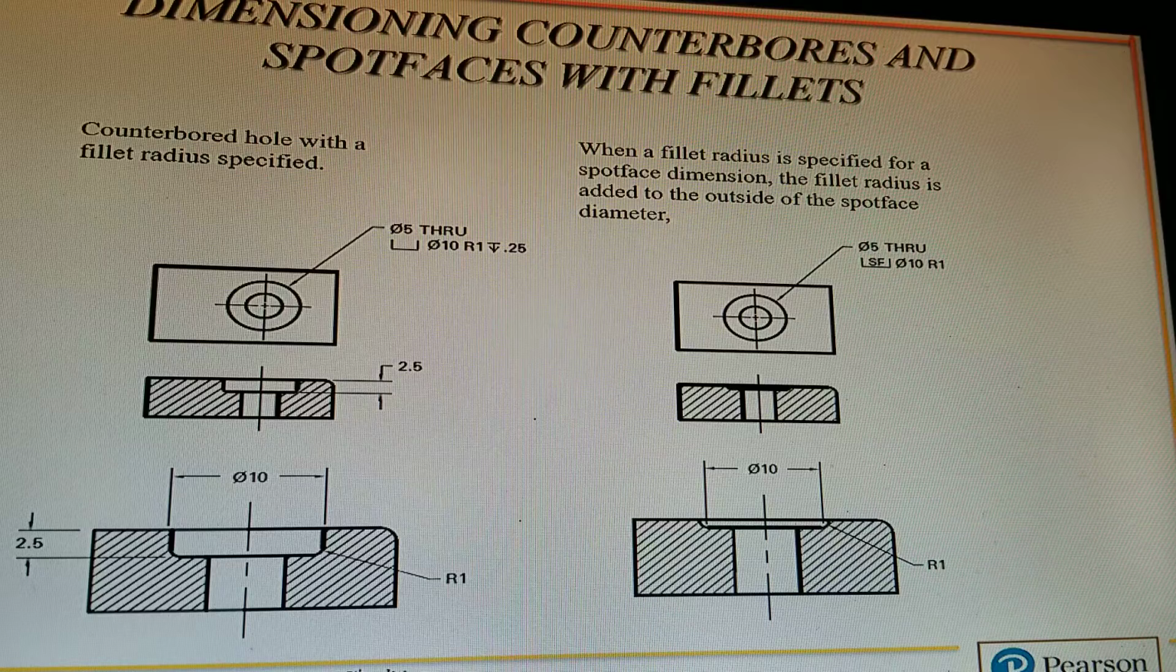If you look at the symbol on the left hand side, that's a counterbore. It says diameter of 5 through, counterbore diameter 10, radius of 1, and the depth of that counterbore is 0.25. And on the right hand side, you have a diameter of 5 through, a spot face diameter of 10, radius of 1.